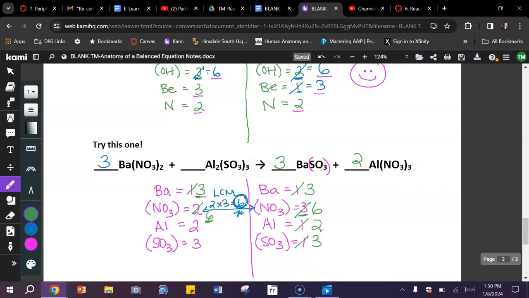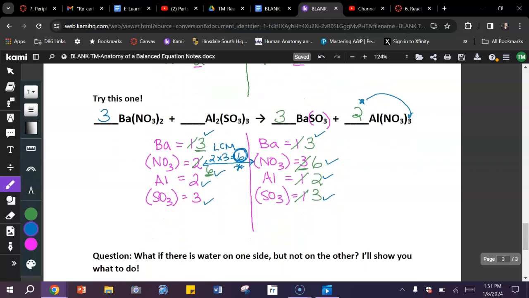So by adding these 3 coefficients, a 3 in front of barium nitrate, a 3 in front of barium sulfite, and a 2 in front of aluminum nitrate, I have balanced my equation. I have 3 bariums on each side, I have 6 nitrates on each side, 2 aluminums, and 2 sulfites. So you just have to remember, when you are balancing, you are multiplying coefficients times subscripts. And remember to keep your polyatomic ions together.